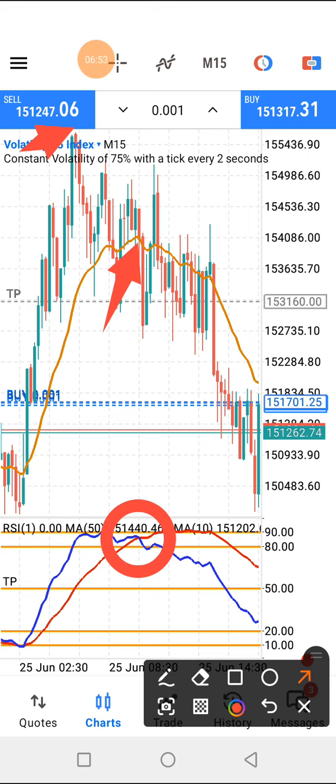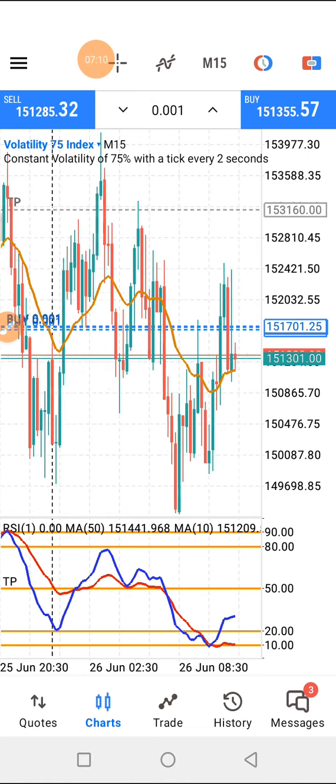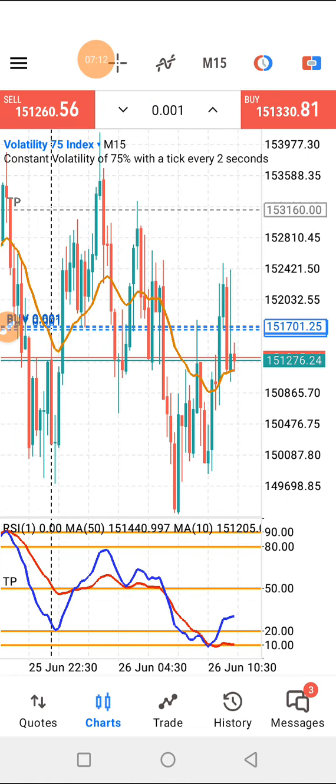Please always apply risk management, and don't forget that this is on volatility 75. It is very volatile. Make sure you use the minimum lot size, which should be around 0.001, and the time frame should be a minimum of 15 minutes, then 30 minutes. So within these two time frames, this is what you should apply. So don't be greedy. The possibility of price going in your favor once these conditions are met in volatility 75 is usually very high.